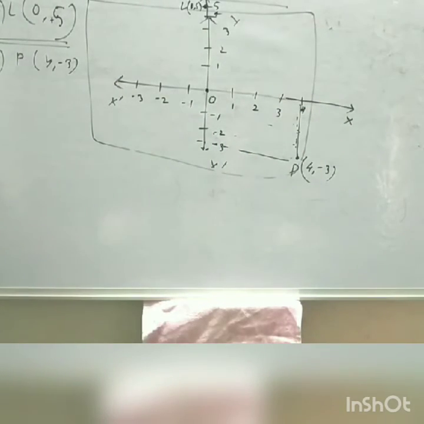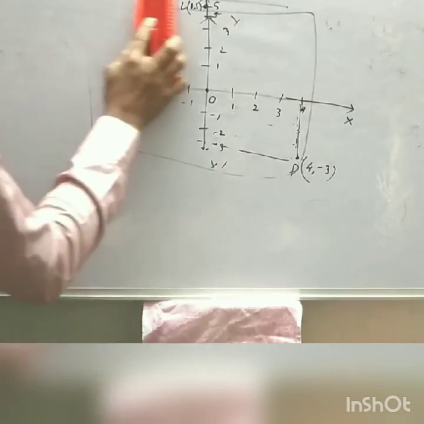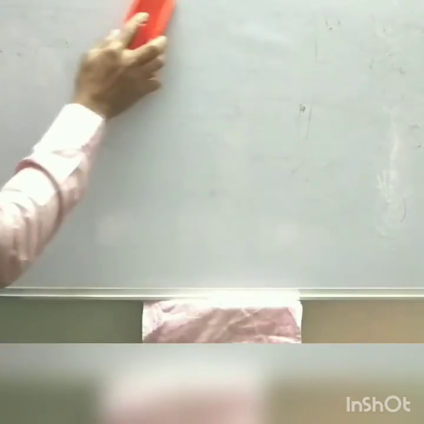So like this, students, we will plot the points on the graph paper. Okay. If we go to question number 7, what is asked here? Question number 7 asks us to check if the given points are collinear or not.